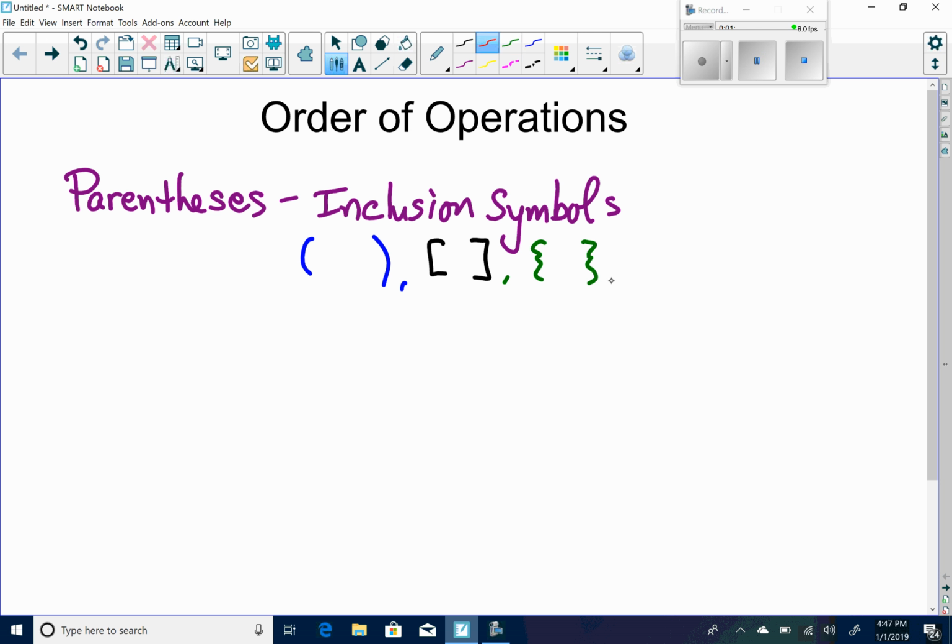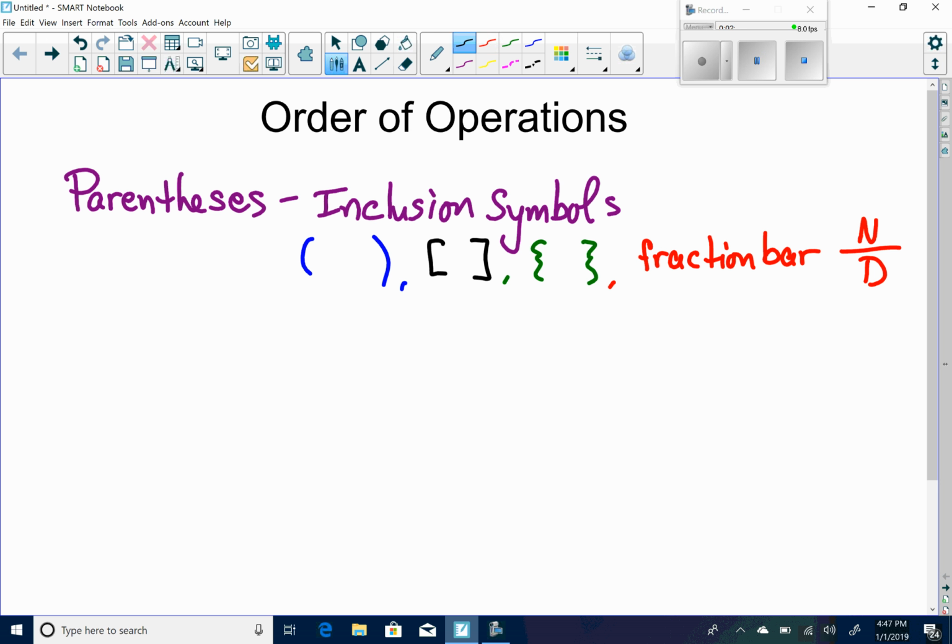Some other types that we may not be familiar with as inclusion or grouping symbols is the fraction bar, because it separates the numerator, I'm just going to denote that with a capital N, from the denominator. So instead of grouping, it sort of separates, which is a way to group as well. All the terms in the numerator get combined. And since a fraction bar really stands for division, we combine everything in the numerator, then everything in the denominator. Then if we can divide at the very end, we do that, or simplify the fraction.